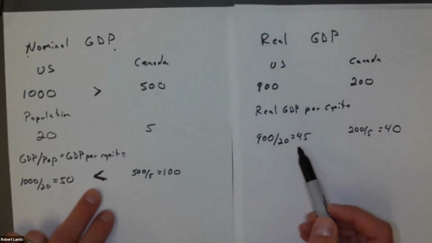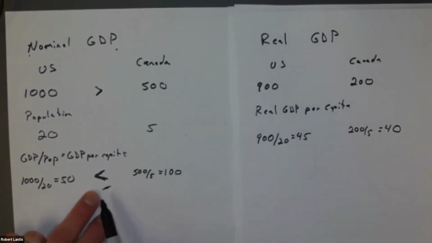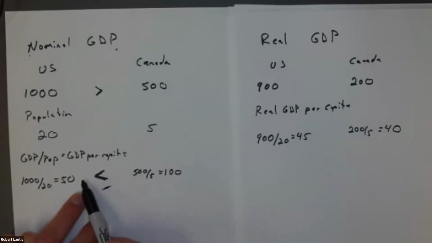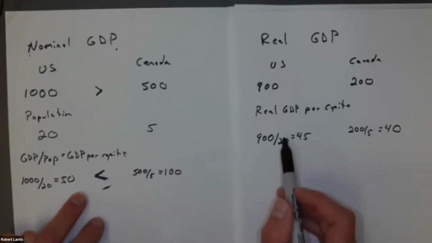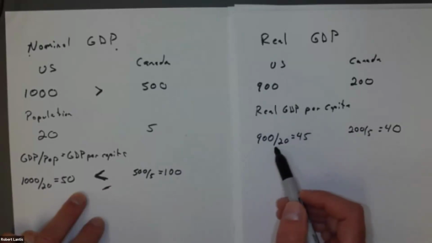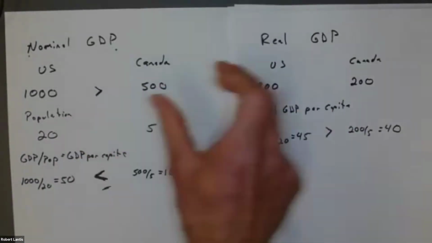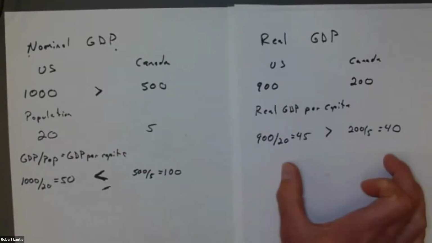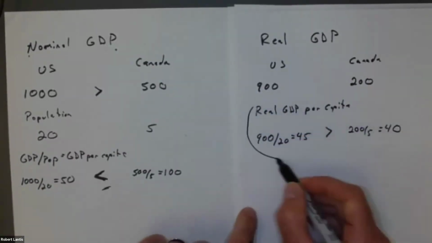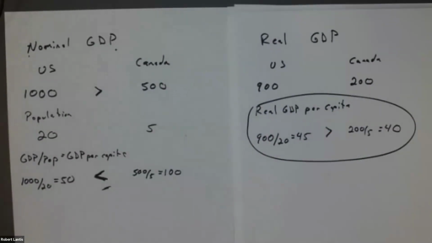Now, that nominal GDP per capita wasn't actually correct. It was telling me the US had a weaker economy than Canada, but once I've used real GDP and look at real GDP per capita, now it looks like the output per person controlling for prices is actually higher in the US. So if you're given nominal GDP values and population, if I had things like the GDP deflator, I could convert those into real GDP, look at real GDP per capita, and this is the measure we want to use when we're comparing across countries. Okay?